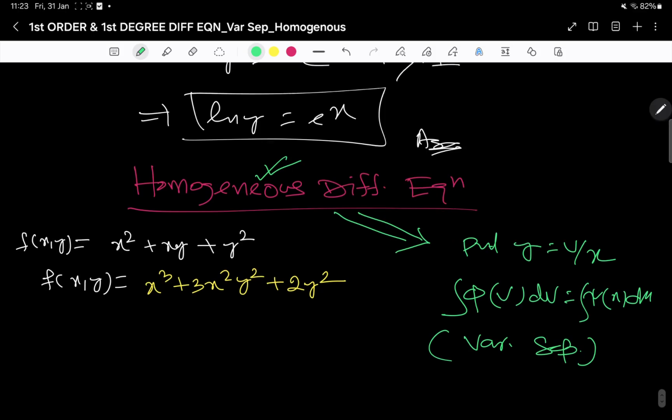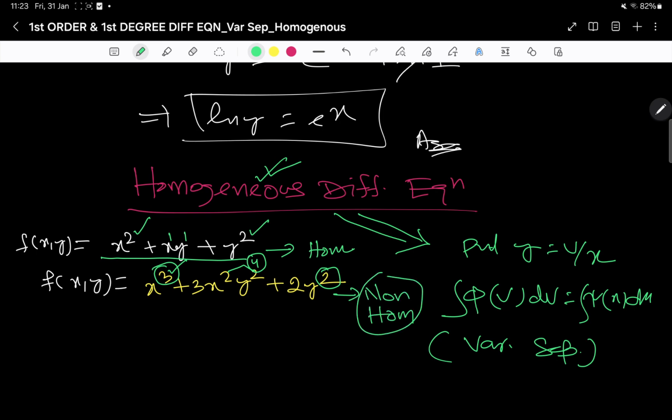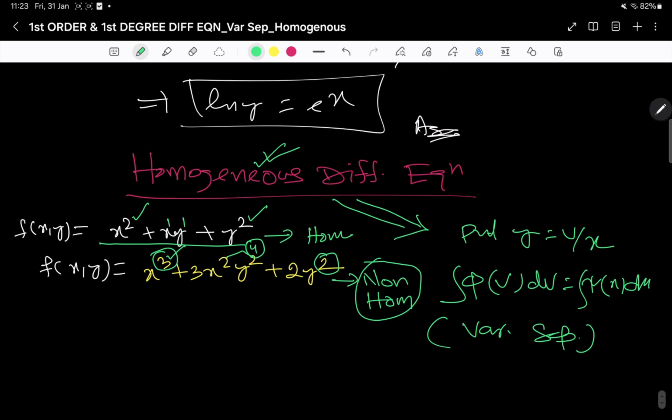So what is a homogeneous equation? You see, if I write this function, here the degree is 2, here the degree is 1 plus 1, 2, here the degree is 2. So it is homogeneous of degree 2. Now here it is 3, but here it is 2 plus 2 is 4, and here it is 2. You see, all do not have equal degree. So this is non-homogeneous. So a differential equation is said to be homogeneous if it is like this.